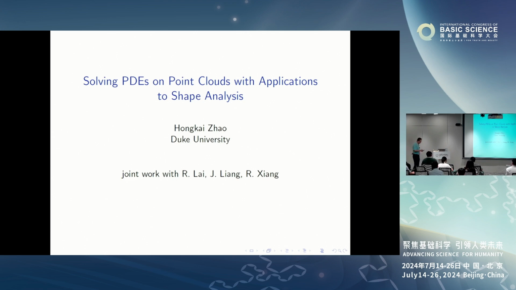Okay, so today I'm going to talk about this. Two parts. One is solving partial differential equations on point clouds. Then we'll see how these tools, in action, are applied to shape registration or shape correspondence. This is joint work with my former postdoc, Rongjie Lai. He will be here next week to give a talk, and my two former students.